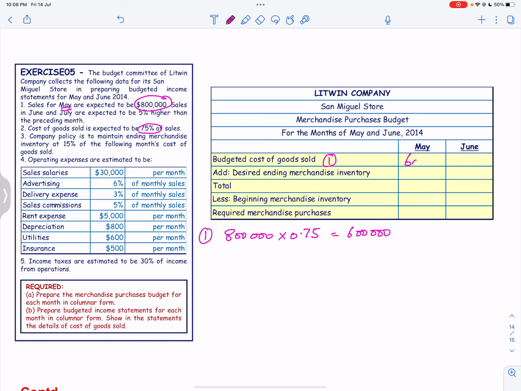So that is 600,000. And for the second month, it is going to be 5% more. That means 800,000 into 1.05 will be equal to 840,000, and cost of goods sold is 75%. So 75% of this will be 630,000.